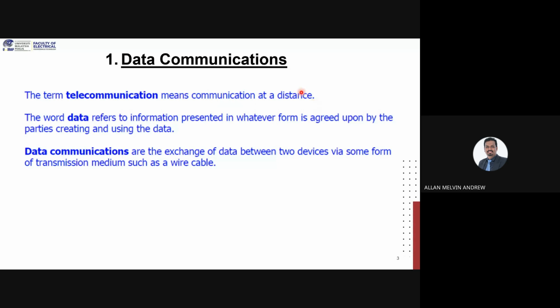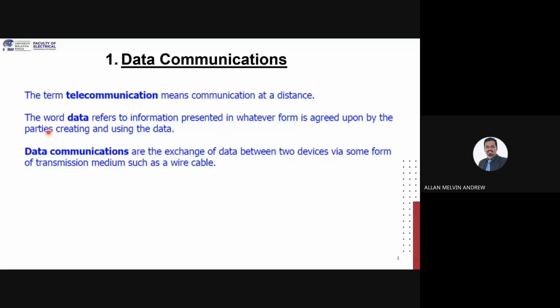Previously we have seen how a transmitter and receiver work. In between we have a medium, and the distance of the medium will be large. When you have that kind of communication, you automatically classify it as telecommunication.